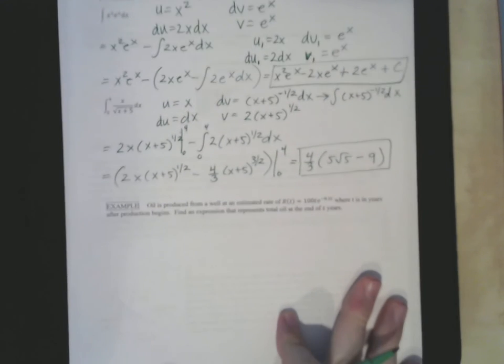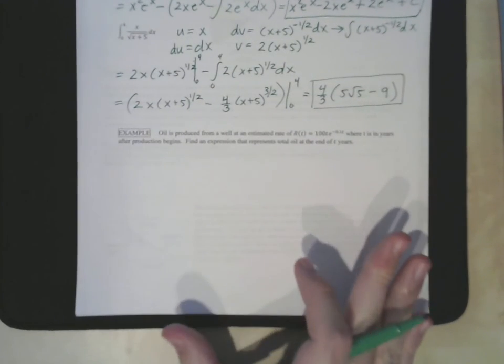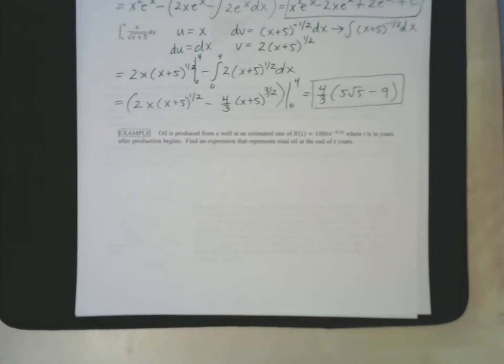This last problem is an application. So oil is produced from a well at an estimated rate of R(t) = 100 t e^(-0.1 t), where t is in years after production begins. We want to find an expression that represents total oil at the end of t years.